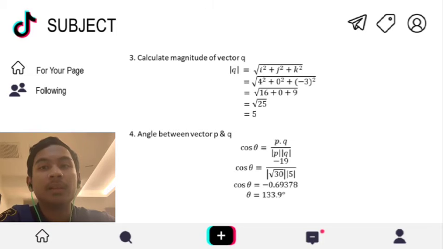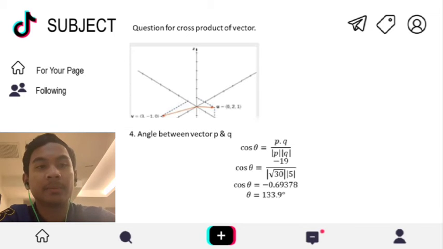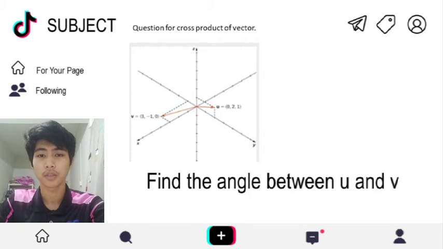Cos theta equals -0.69378, and the last answer is theta equals 133.9 degrees. Next, the last question of the vector.